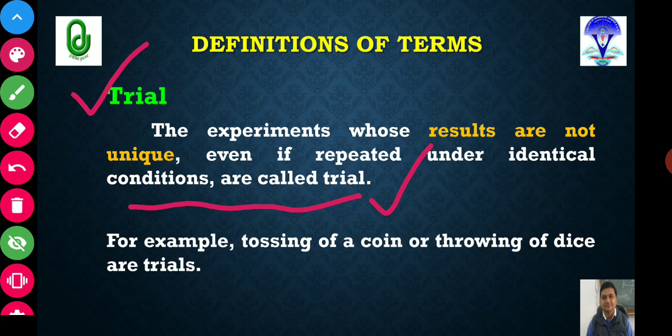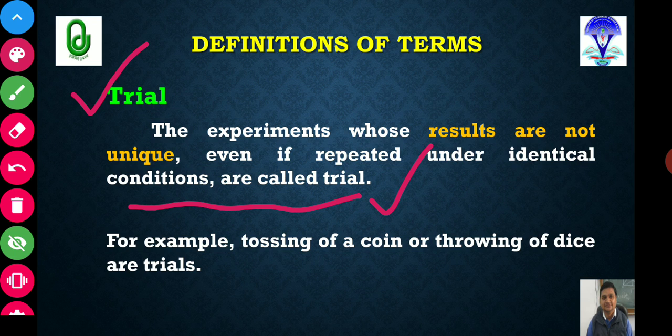You can understand it well through a sports trial. Suppose you are a player of a 400 meter race, and people commonly say that I am going for a trial. Why trial? Because in a trial, even after repeating the experiment, the result is not unique. There is always a possibility that the result will be different. Those kinds of examples come under trial.